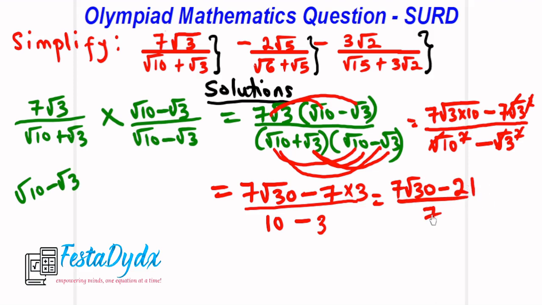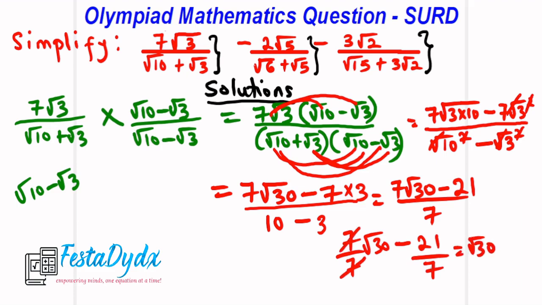And then we'll have 21 here, 7 can also go here. So we can decide to split this. To split this, we'll be having 7 over 7 root 30 minus 21 over 7. 7 cancels 7, we are left with root 30, then 7 and 21 is 3. So minus 3. So our final answer here is root 30 minus 3. Root 30 minus 3. So now I've gotten this first one.